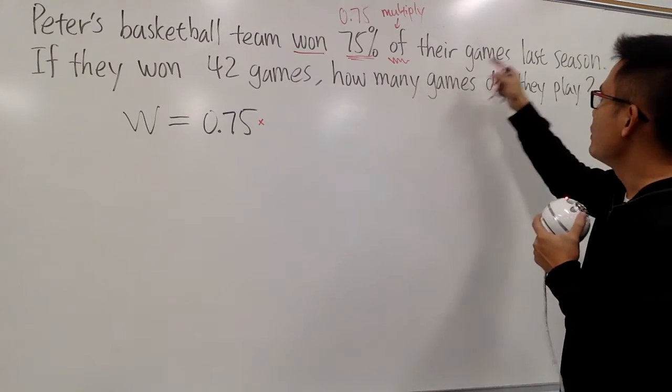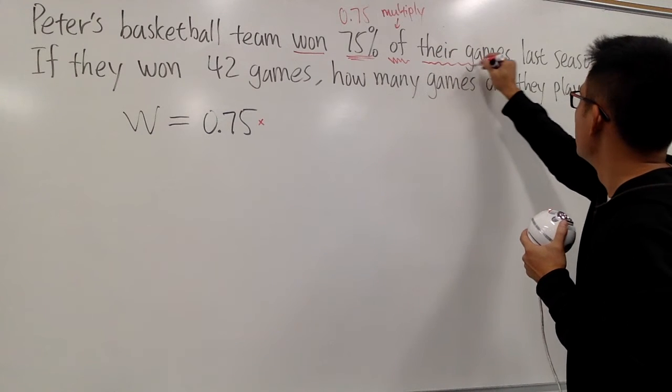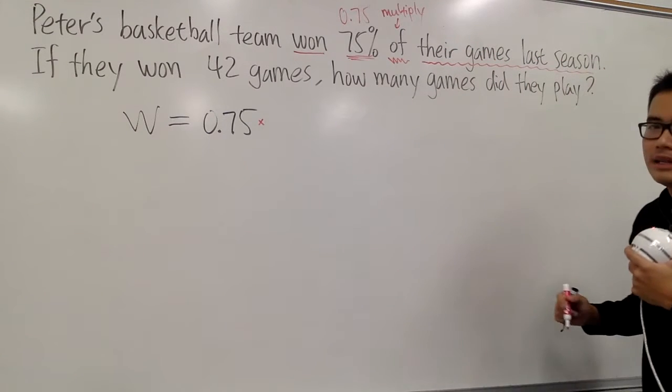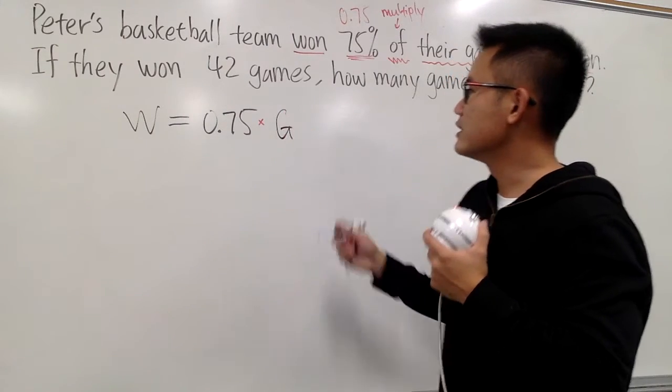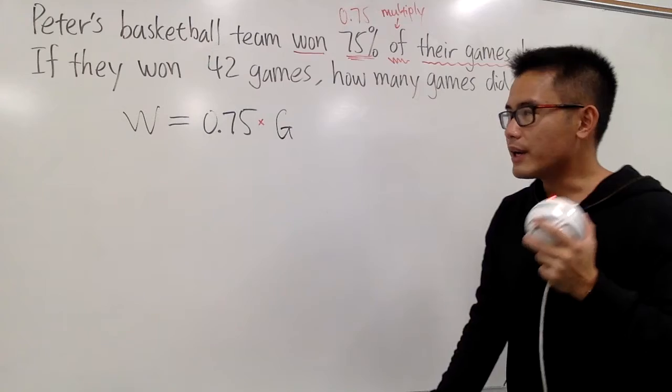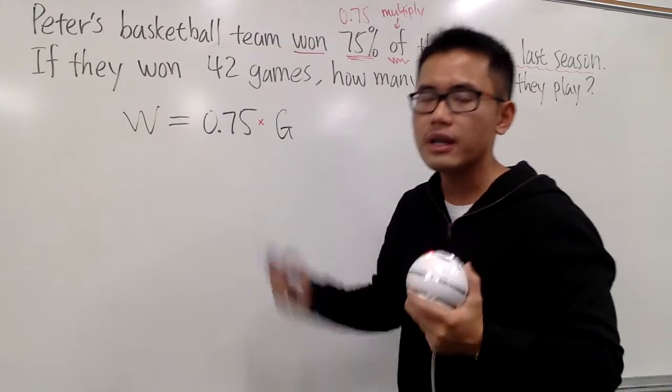Multiply by what? Well, the games that they played last season. Since I didn't know how many games they played, I just put down G. G stands for the number of games that they played. Okay, so you see, this is pretty much the equation.